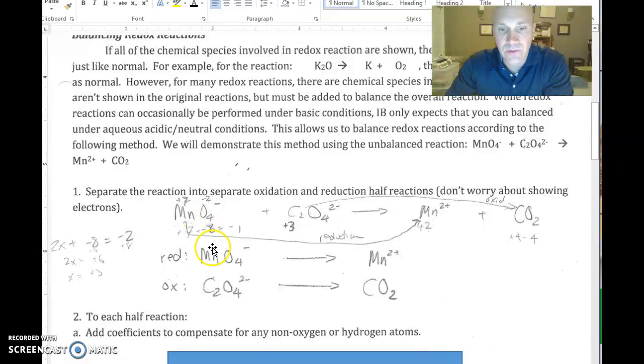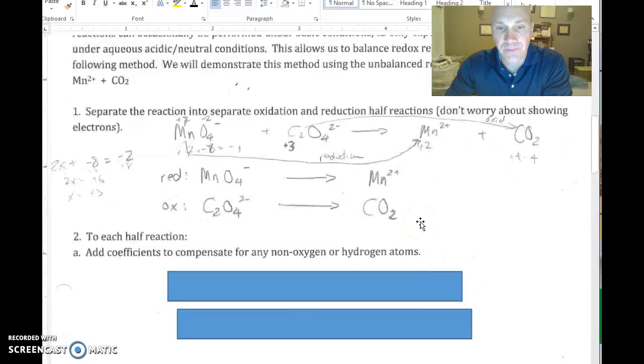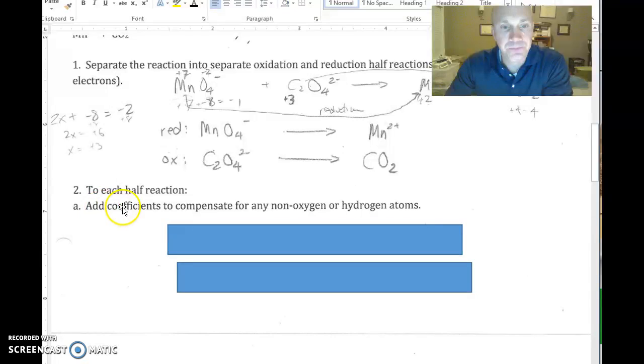All right. So as we said before, permanganate going to manganese +2 is the reduction. The oxidation is oxalate going to carbon dioxide. And one thing that might strike you as a little bit odd here is that we haven't shown electrons. When we're doing this method, we're not going to worry about the electrons until a later step. So don't worry about the fact that we don't have a charge balance here, and we haven't shown electrons. We'll do that in just a second. All right. So the next step is to add coefficients to compensate for any non-oxygen or hydrogen atoms.